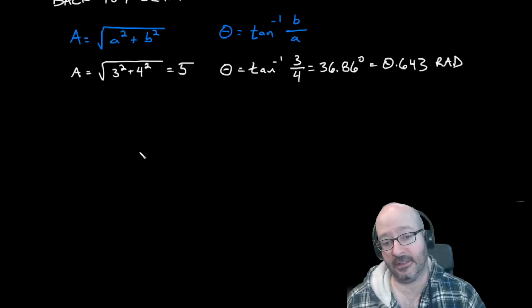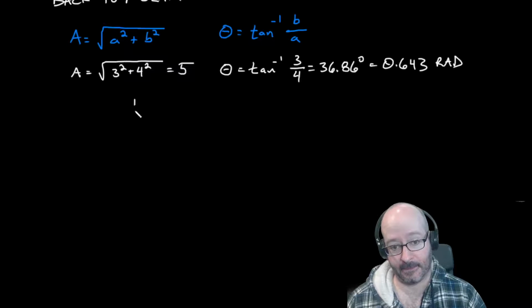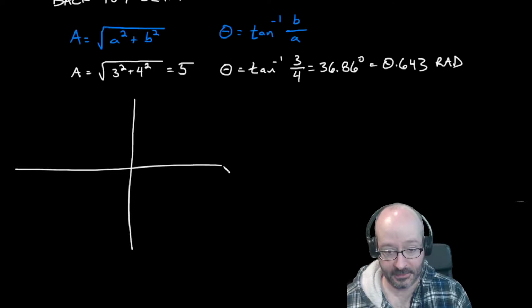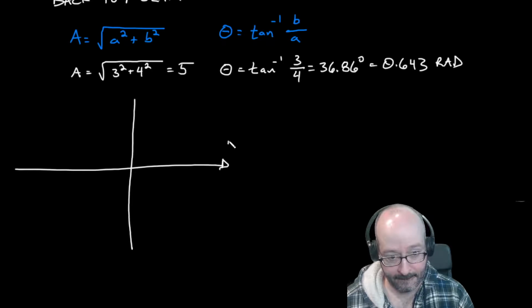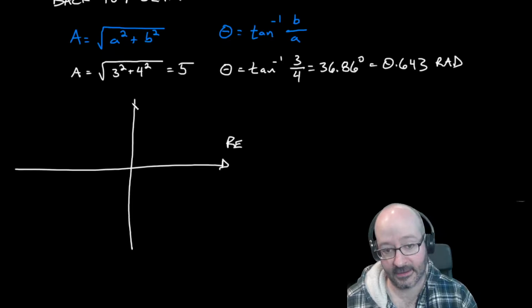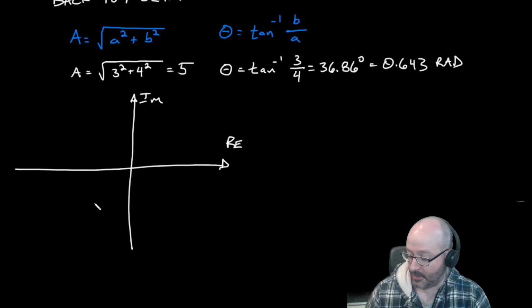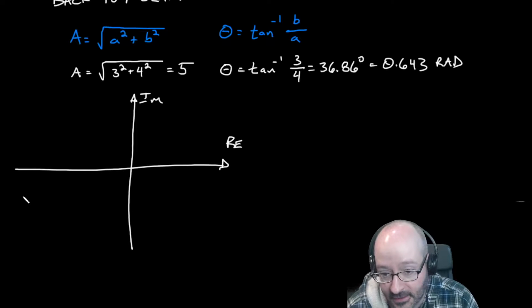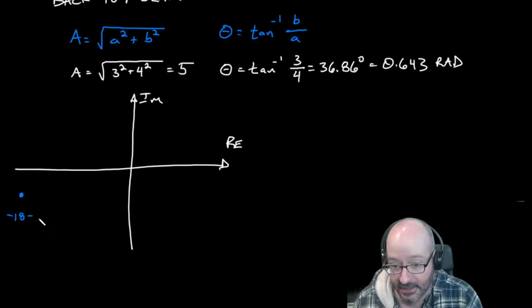Let's think about this example. I'm going to have to hand draw this one. Ready? Here's our complex plane. And we have a real axis and an imaginary axis. And I'm going to put a point out here. It's going to be right there. Okay, it's going to be -18 minus j4.